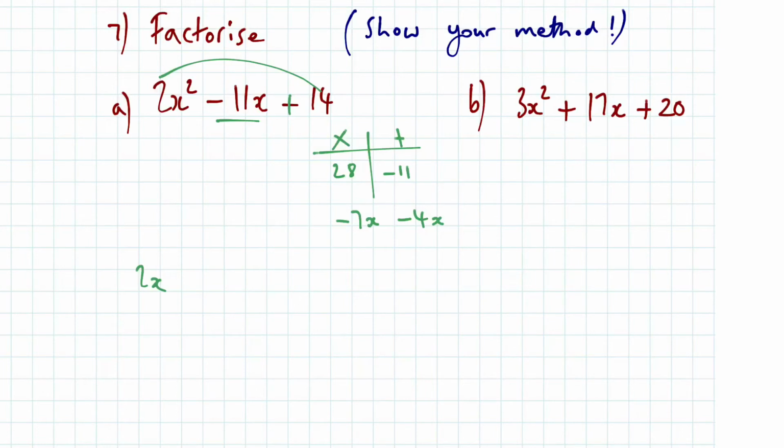The middle term was minus 11x. I'm going to write it like this. You can do it in any order. Like that, plus 14. That middle term of minus 11x has been split up into these two pieces here.